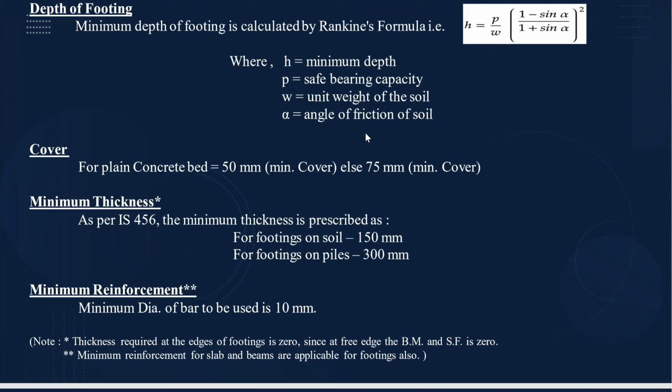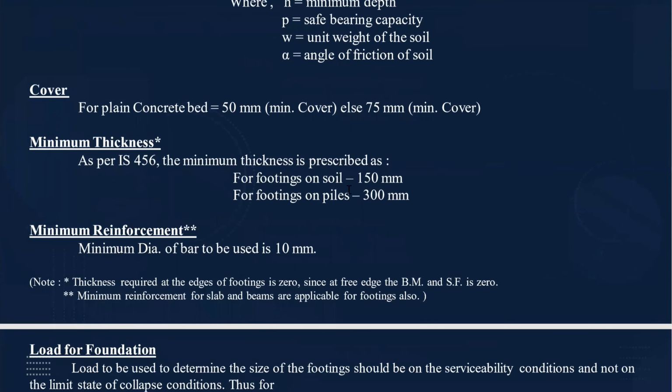And the cover that you have to consider is either 50 mm or 75 mm. 50 mm for a plain concrete bed and for others it is 75 mm minimum cover. The minimum thickness as per IS 456 is prescribed as 150 mm for the footings that are resting on soil and 300 mm for the footings resting on piles.